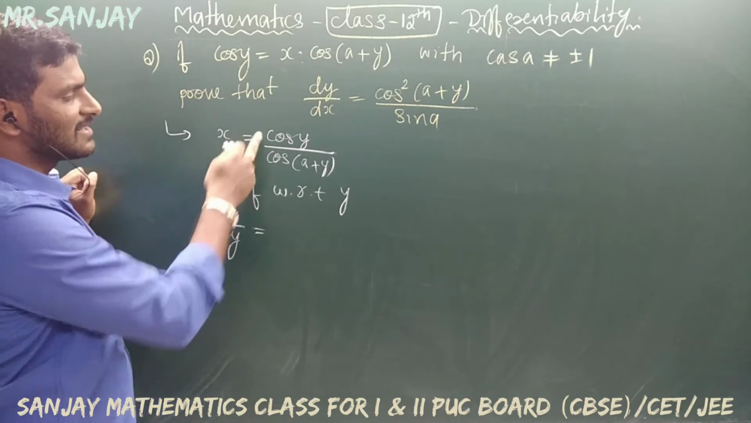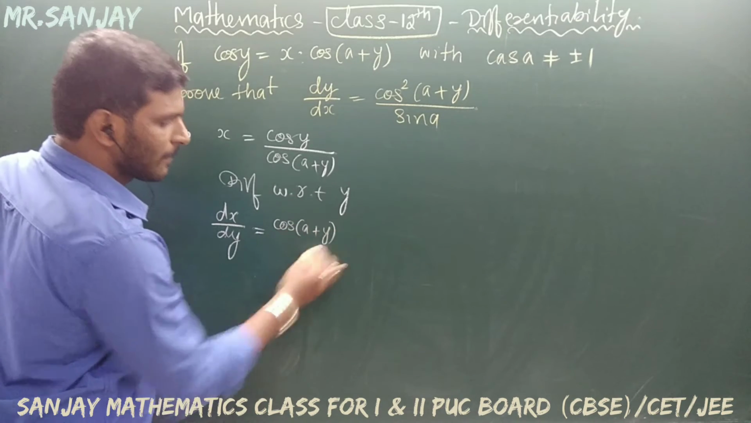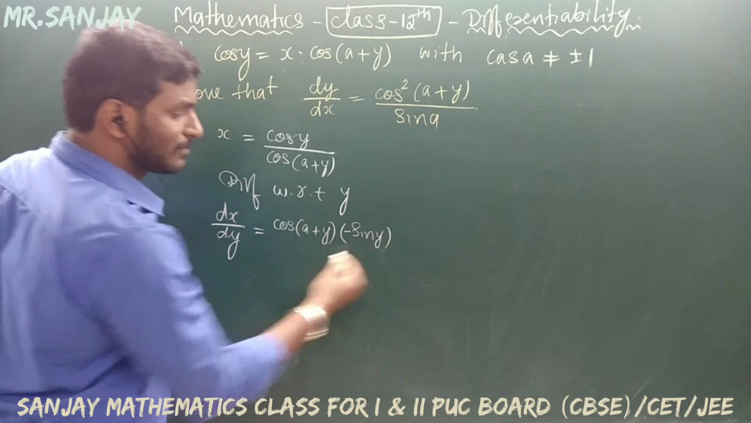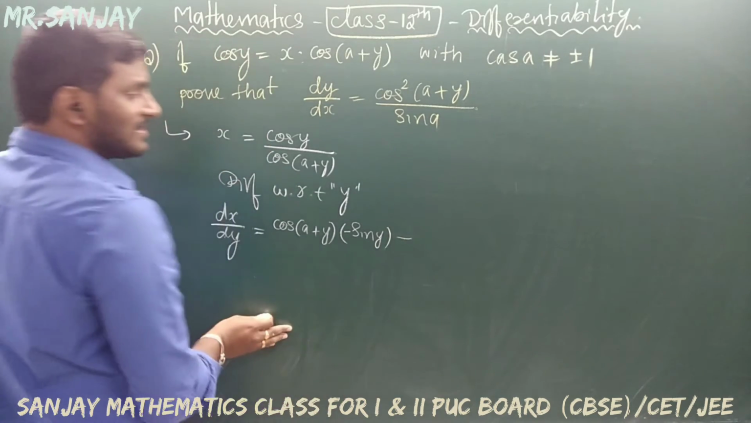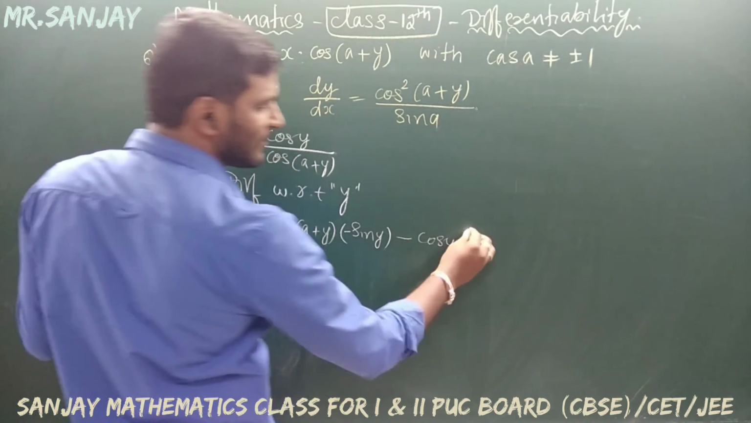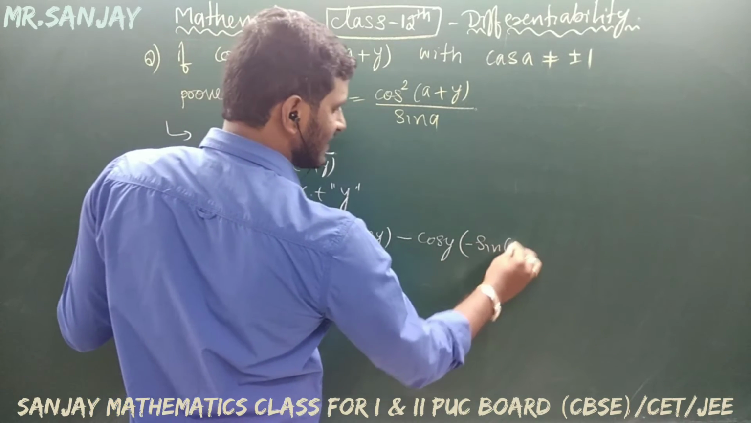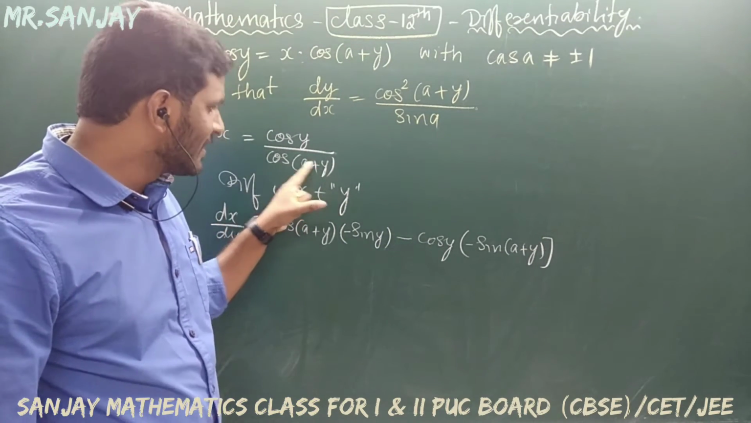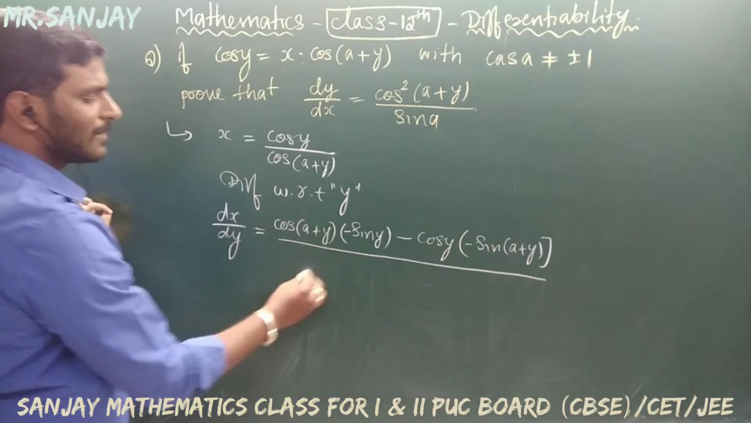Yes. How do you differentiate this one? Quotient rule. Denominator first. Correct? Into differentiation of numerator, minus sin y, that's it, because we are differentiating with respect to y. Yes or no? Again minus numerator as it is, differentiate the denominator. What is the answer you are getting here? Minus sin of a plus y. Again we need to differentiate a plus y. Constant is 0, y differentiation is 1. I don't write that one. Clear? And divided by denominator square.